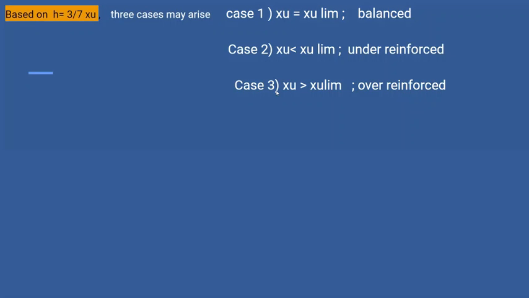Now, as we know, this Xu and Xu limit, based on this 3/7 of Xu जो अभी थोड़ा देर पहले हम लोगों ने कैलकुलेट किया, मतलब इसके बेसिस पे, Xu can be equal to Xu limit if it is a balanced section. Xu can be less than Xu limit if it is under-reinforced, and Xu can be greater than Xu limit for over-reinforced. This much we already know. So all these cases we will just combine. ठीक है, हम लोग बस combine करेंगे.